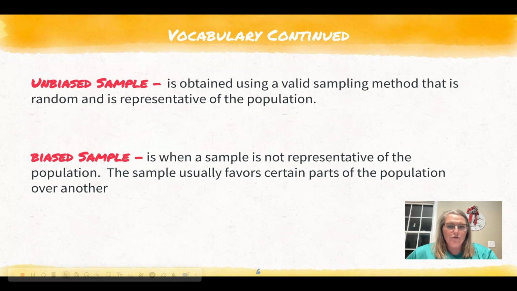So if you want true data to look at, or a true sample of data, you need to make sure it's a random choosing, and it represents a good portion of the population.